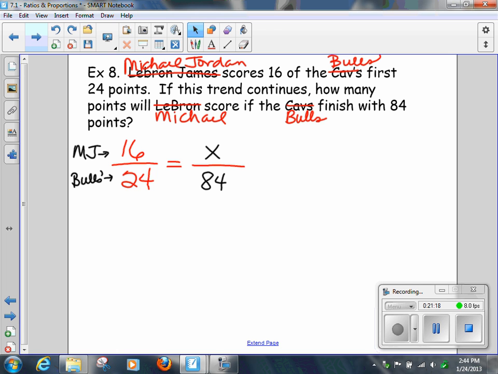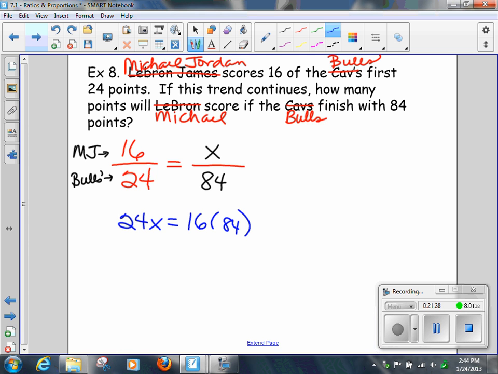Cross multiply. Yes, sir. Yes, ma'am. You already figured it out? Let's cross. We are looking at it from a mathematical perspective. 24x is equal to 16 times 84. Folks, y'all help me out because that's a big old number. Thank you.